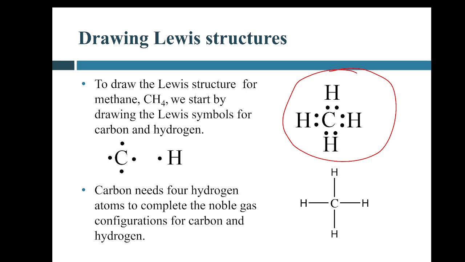Hydrogen right here has 1 electron and it wants to get up to 2 electrons, or another way of saying that, it wants 1 bond. Carbon here has 4 electrons on the valence shell and it is going to want how many more electrons? 4 more normally. Or another way of saying that is it wants 4 bonds normally.